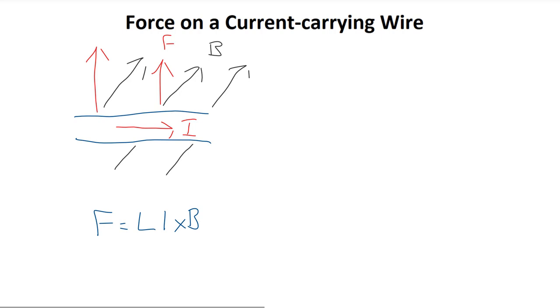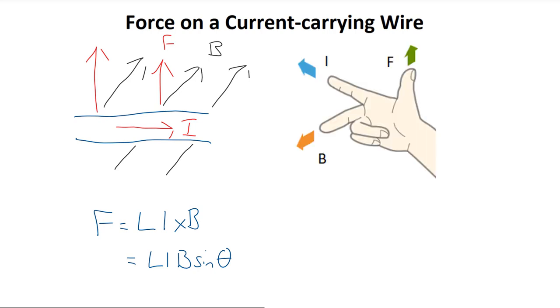As before, recalling that the cross product is simply the product of the magnitudes multiplied by the sine of the angle between the vectors, we can also write this as the length of the wire, capital L, multiplied by the magnitude of the current I, multiplied by the magnitude of the magnetic field B, multiplied by the sine of the angle between the current vector and the magnetic field vector. It turns out that we can use the exact same right-hand rule that I just used for a single charge. This right-hand rule can be used to calculate the direction of the magnetic force.